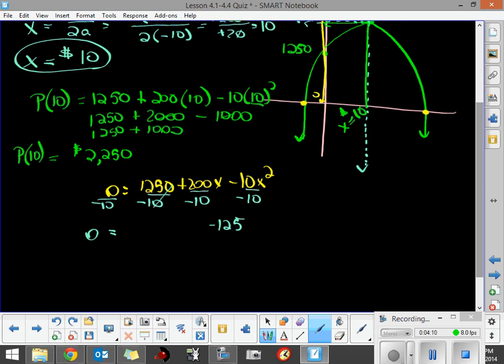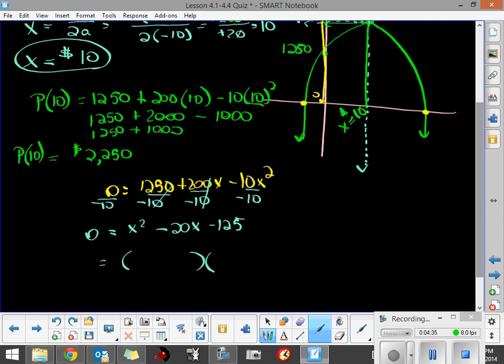I'm going to rewrite it so it's in the format I'm used to. A positive divided by negative is negative, and that's going to give me a 20x. And then a negative divided by negative is positive, it'll give me a positive x squared. So that was a negative 20x and a positive x squared. So what I've done is I've divided them by negative 10, created a positive x squared, a negative 20x, and a negative 125. Now I've got some manageable numbers.